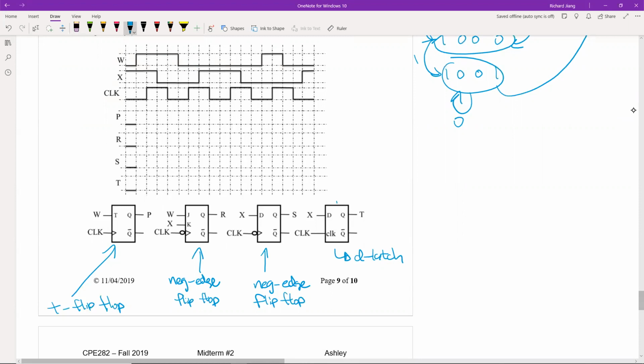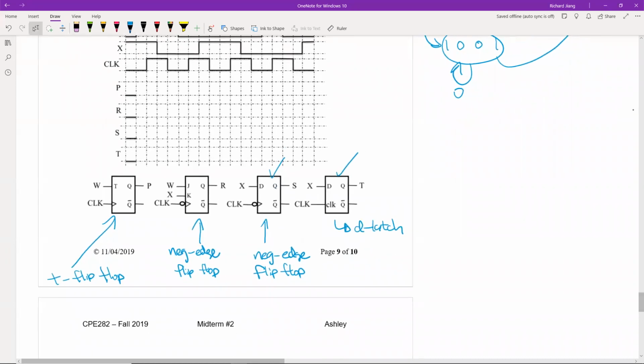I think you know how the D latch works. I think you know how the flip flop works and the negative edge flip flop. Again, negative edge just means we copy D onto Q when the clock goes from high to low, from 1 to 0. We'll talk about the negative edge JK flip flop last. The T flip flop's pretty easy.